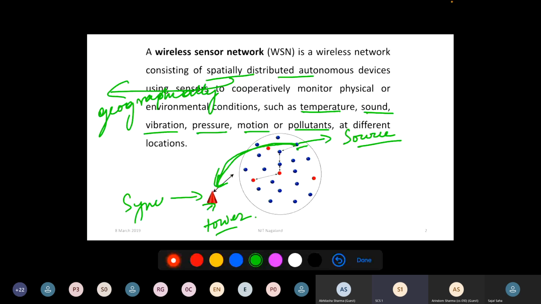Means this node is sending the data to this node, as well as this node also has some data. So collecting this node's data and this node's data, they are sending it to this node. Again, this node is collecting three nodes' data and then sends it to this node. Again, this node is sending the data to this node, and as this node is geographically nearer to that tower, this node will send directly to the tower.